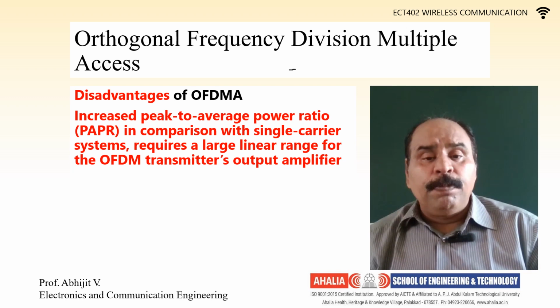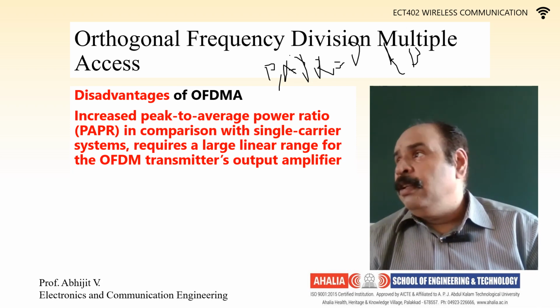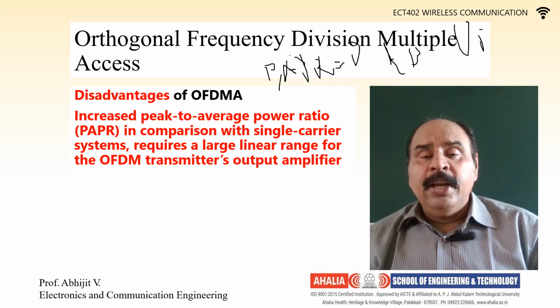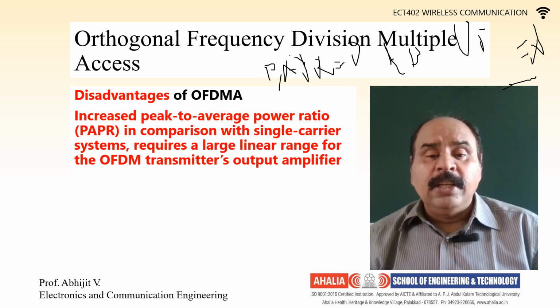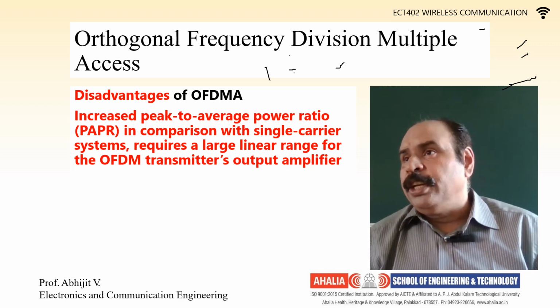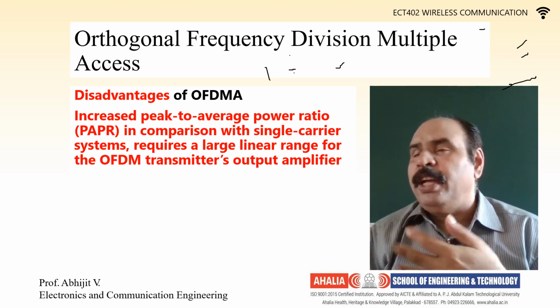In single carrier output, PAPR is equal to 0 dB, while in OFDMA it is equal to N, right? Where N is the number of subcarriers. So it is increasing N folds. Or if you take it in the normal words without dB, it is 1 and N.